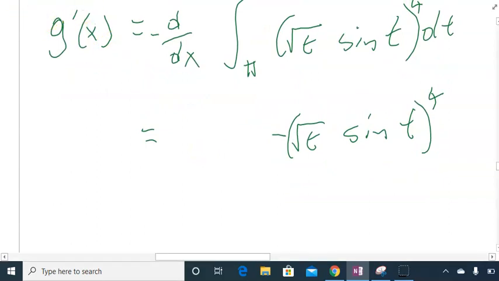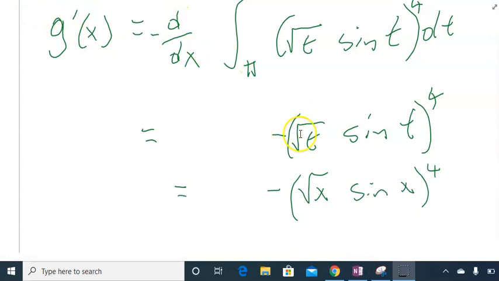And because we evaluated at x, these t's now will be x's. So it's going to be now negative square root of x sine of x, all raised to the 4th power.